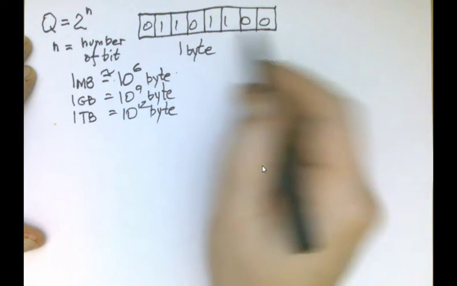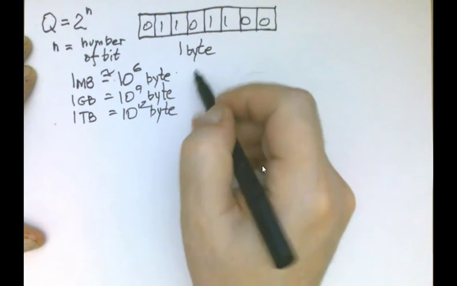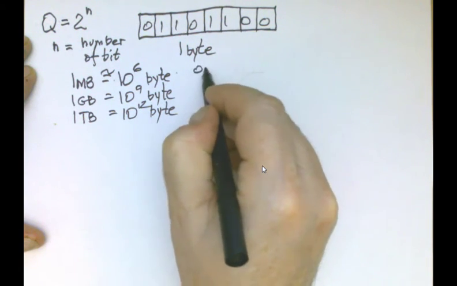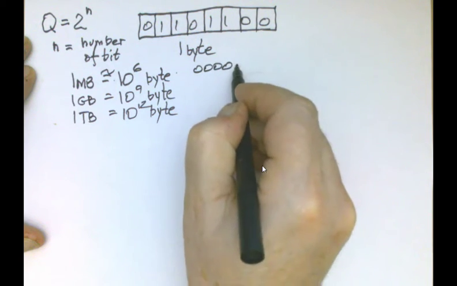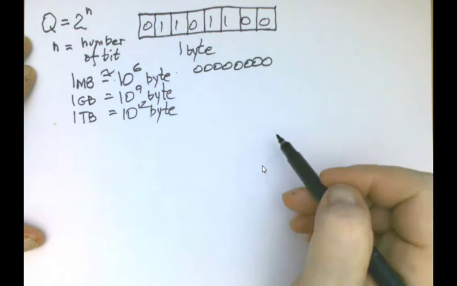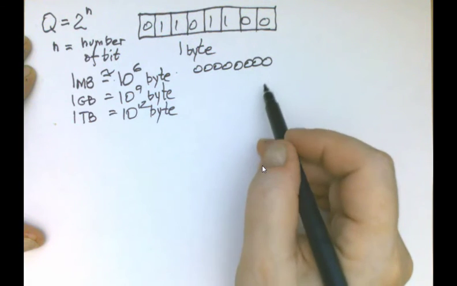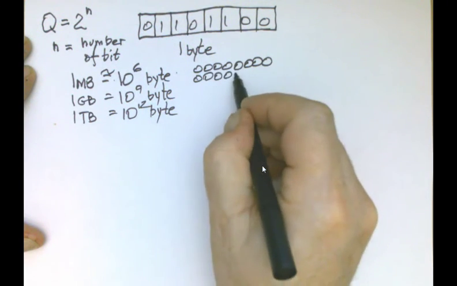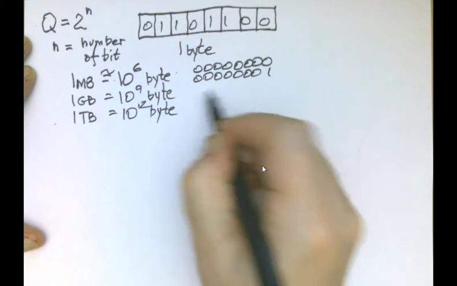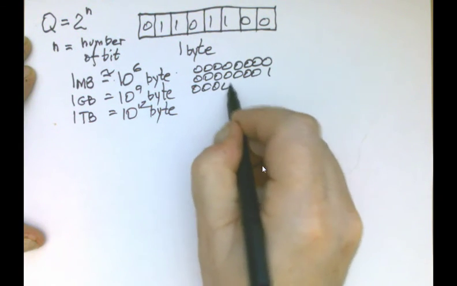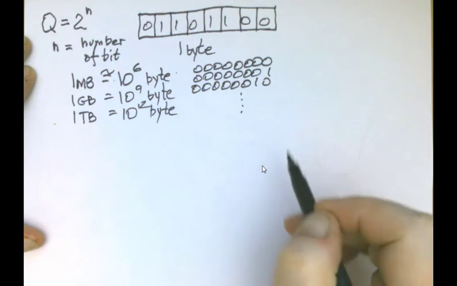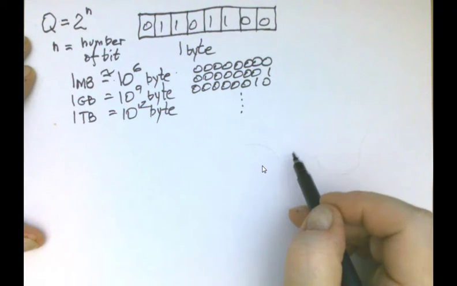But I can put different bytes. The smallest byte that I can place here is 0000 0000, all zeros. How many? 8 zeros. Then I can count 0000 0001, 0000 0010, and so on and so on, like I did before.